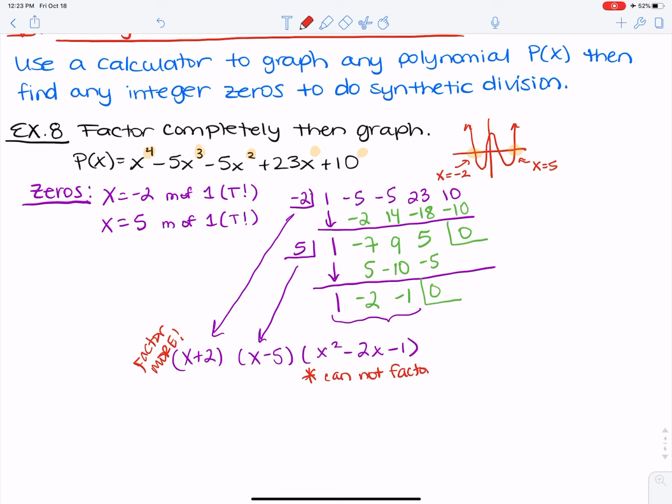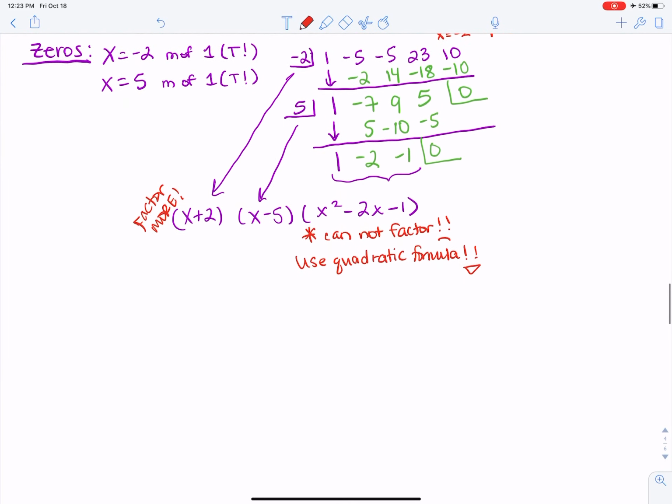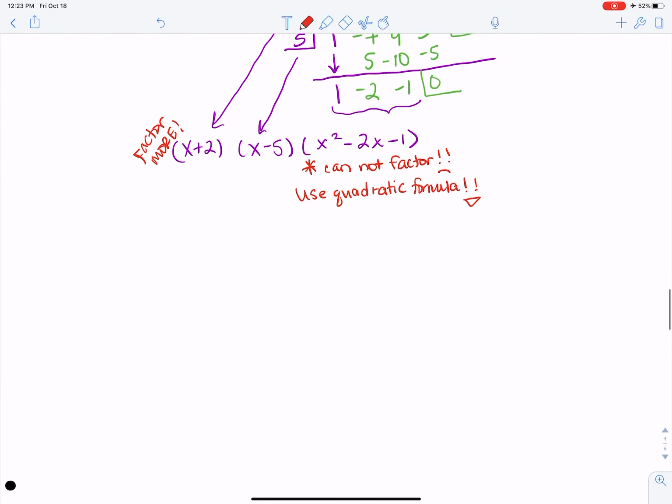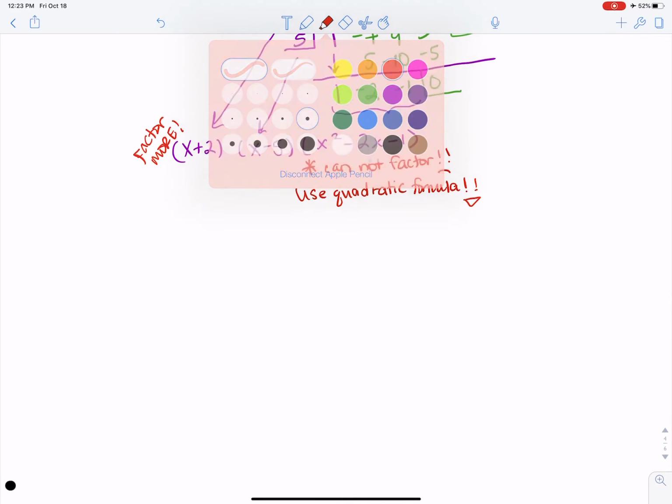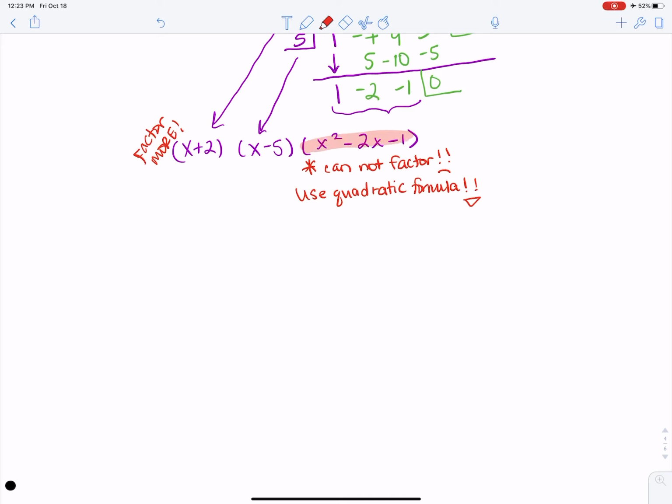Quadratic formula. Woo. And that's a happy face. Yay. Because at least I know how to solve it. I know what to do. I might not want to do it, but I know what to do. Okay, so let's solve this. And we are, again, using this one because we don't need to factor the other two. They are already factored. So A equals 1. B equals -2. And C equals -1. And we do the quadratic formula.